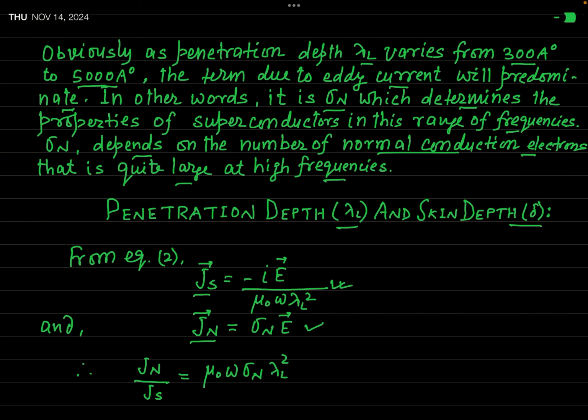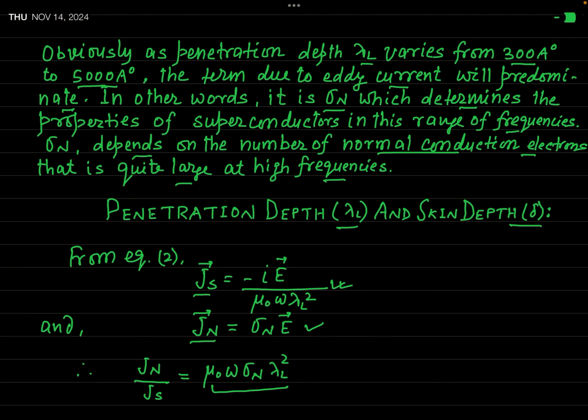So when you find Jn by Js, we cannot find the ratio of two vectors because division is not defined for a vector. So we have taken the modulus. When you take the mod of Jn and Js and find this ratio, your result will be this much: mu naught omega sigma n lambda L square.